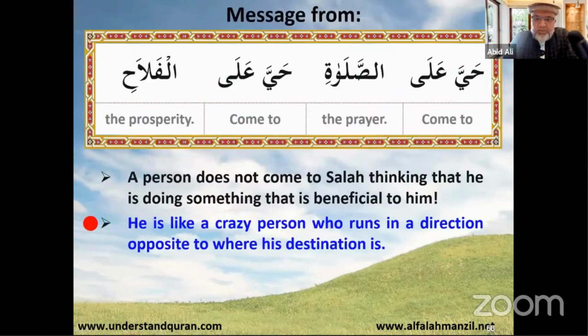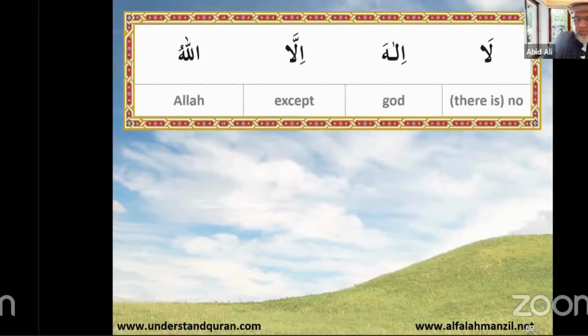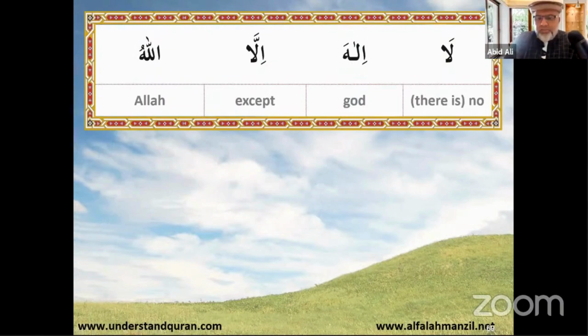Okay, so a reminder at the end. Did I miss anything? So that was Hayya alas-Salah, twice. And then we say Allahu Akbar again. And the reminder at the end: accept His greatness and come to salah. If you don't come, then it is your loss only. If we don't pray, are we going to hurt Allah subhanahu wa ta'ala or take anything away from His greatness? No. So in the end we say La ilaha illallah, meaning there is no God except Allah.